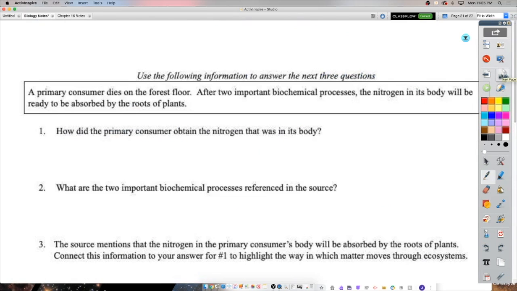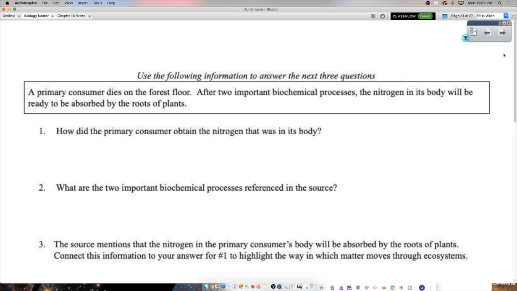Use the following information to answer the next 3 questions. A primary consumer dies on the forest floor. After two important biochemical processes, bio meaning living, but chemical meaning, well, chemical, so chemicals that have to do with living things, the nitrogen in its body will be ready to be absorbed by the roots of plants.